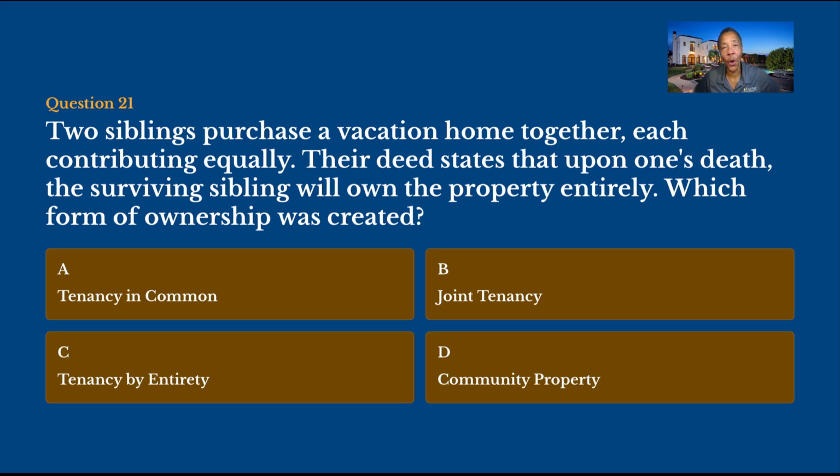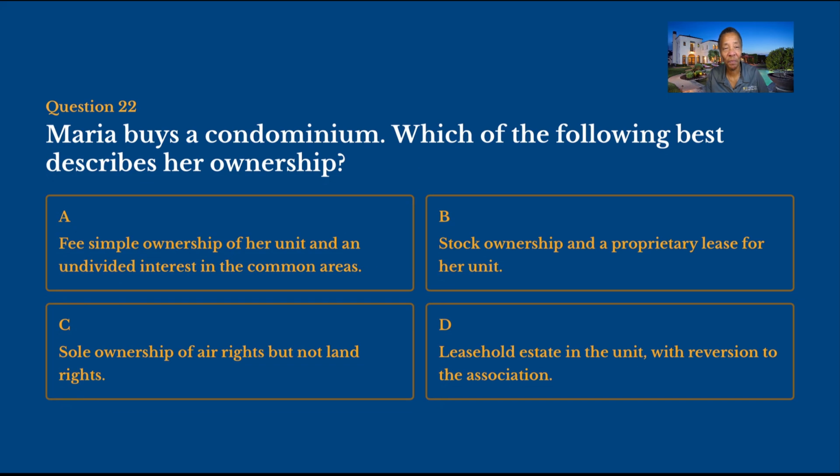Your clues are that they purchased it together, so we know it's co-ownership, but it also says that as soon as one dies, the other person gets it. And so that is classic what? B, joint tenancy. You got to know that.